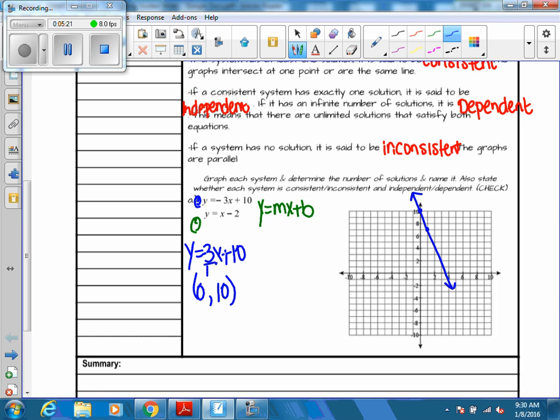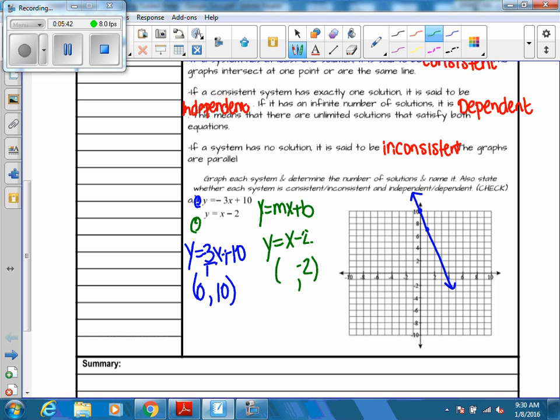So now let's go ahead and move to the second equation. If I look at the second equation, I have y equals x minus 2. So same as before, the first thing that I'm going to graph is my y-intercept. If I look at this equation in slope-intercept form, my y-intercept is going to be negative 2.